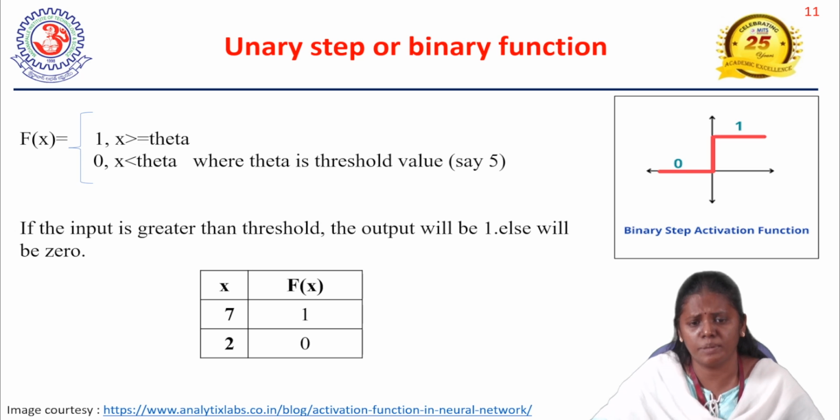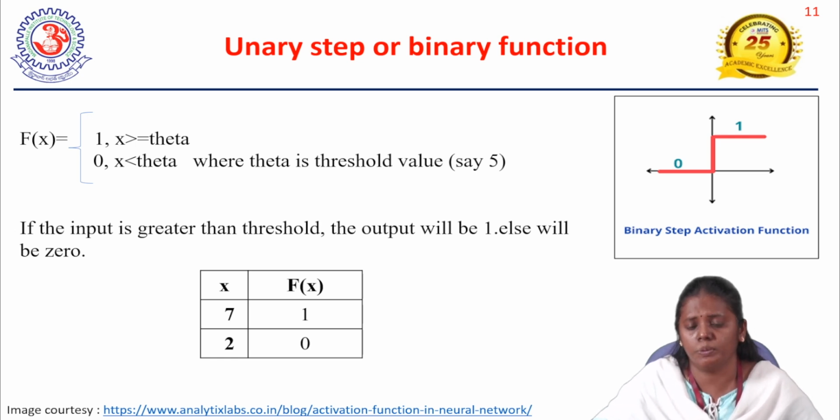Coming to the first type, unary step or the binary function. You can see in that picture that there are only two outputs here: it might be either 1 or 0. That's why it is called unary step, either 1 or 0. It can be represented as a mathematical formula: f of x is equal to 1 if x is greater than or equal to theta, and 0 if x is less than theta, where theta is a threshold value.